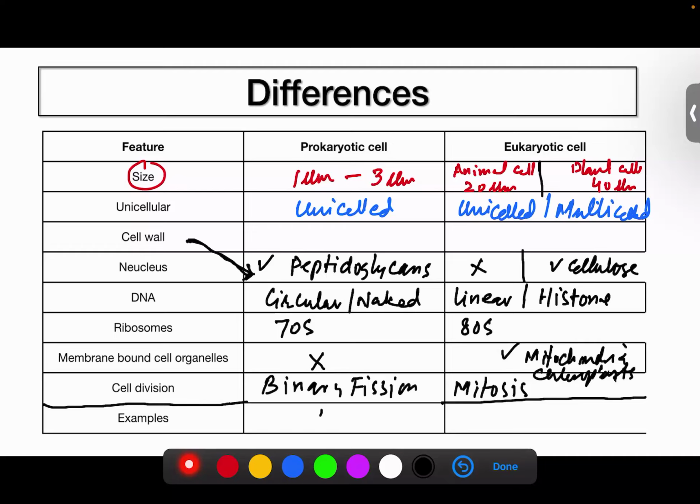An example of prokaryotic cell is bacteria, whereas examples of eukaryotic cells include animal cells and plant cells that I have already mentioned here in the first row.